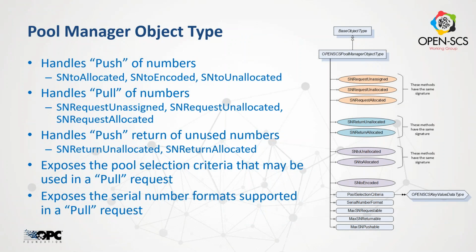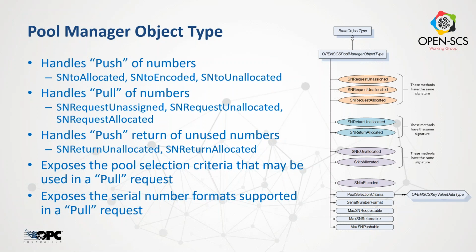So here's the pool manager object type that we're talking about, and it handles a couple things. It uses the push of numbers. It handles the pool of numbers. Remember, I said there's a push that says, here's the numbers you need to use. You didn't ask for them, but I gave them to you. And then, or the pool, it says, I need numbers of some state, some status, and I can request those. You'll see that the names of these things really relate to the states that we had talked about before, and I'll come back to those and show you.